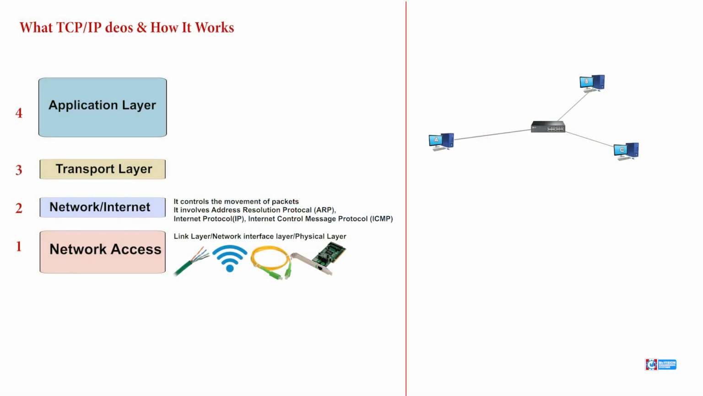Now, let's go to the third layer, which is the transport layer. The transport layer is also termed host-to-host. It creates reliable end-to-end communication and ensures error-free delivery of packets with TCP. This layer employs the work of TCP or UDP.